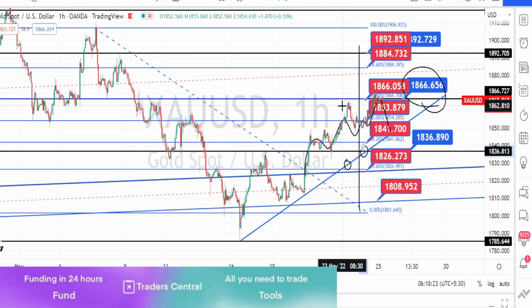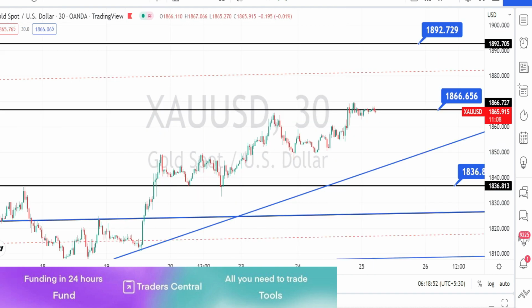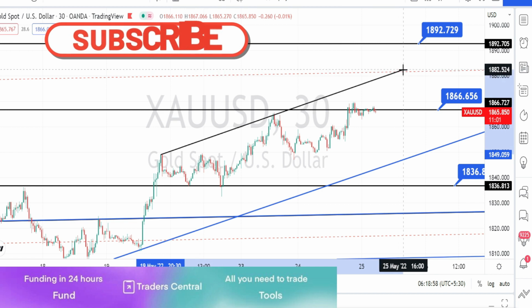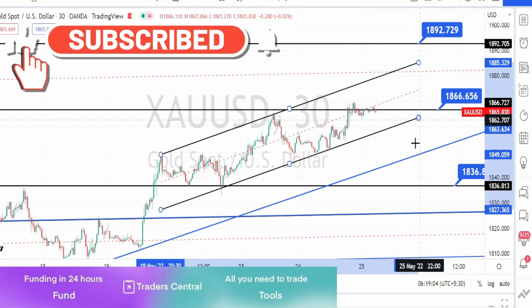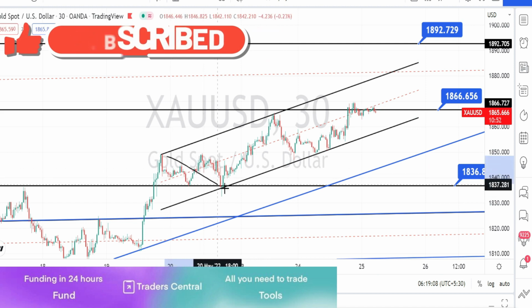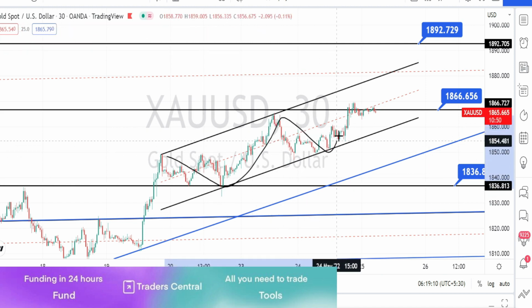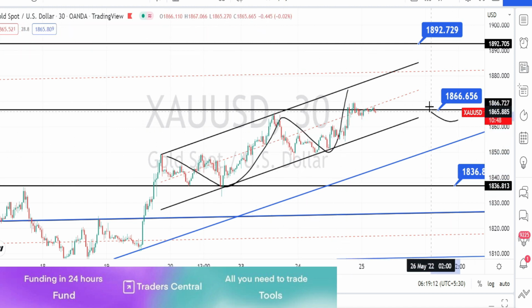Let us do the analysis in 30 minutes time frame. I'm in 30 minutes time frame now. In 30 minutes time frame, I'm drawing one more resistance line over here and the support line also. So when we look at the price action in 30 minutes time frame, it is very nicely moving within a bullish channel pattern.